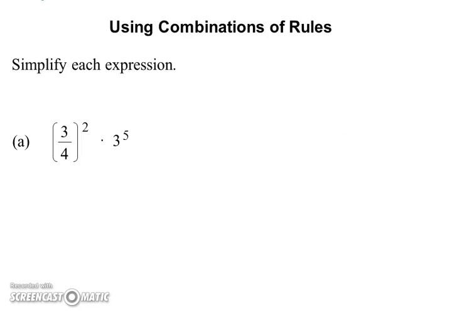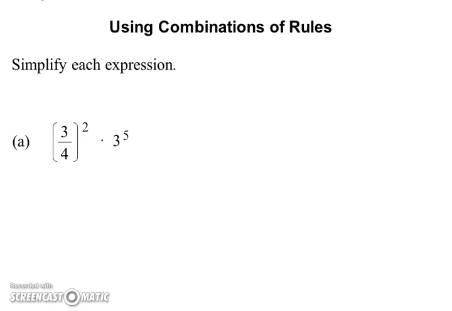I'm here to show you a tutorial on using a combination of the rules we've talked about so far involving exponents, and that will be both the power rule and the product rule. So let's look at an example where we apply both of these rules. In this problem we have 3 over 4 raised to the second power times 3 to the fifth power.